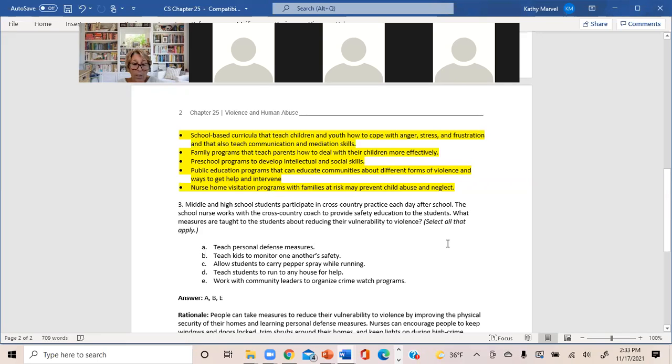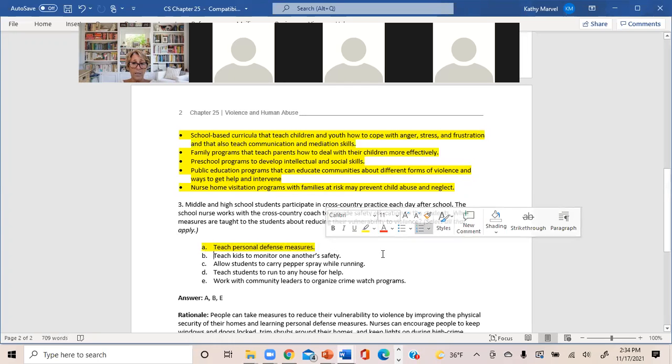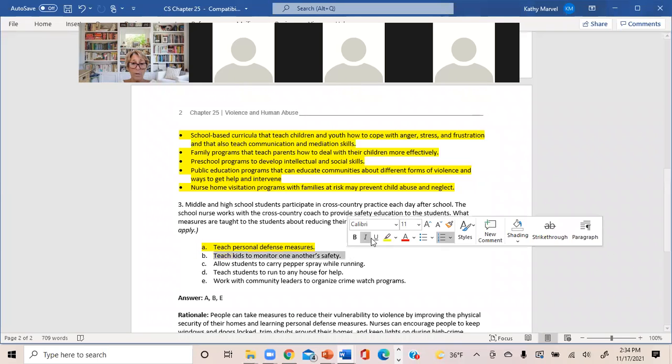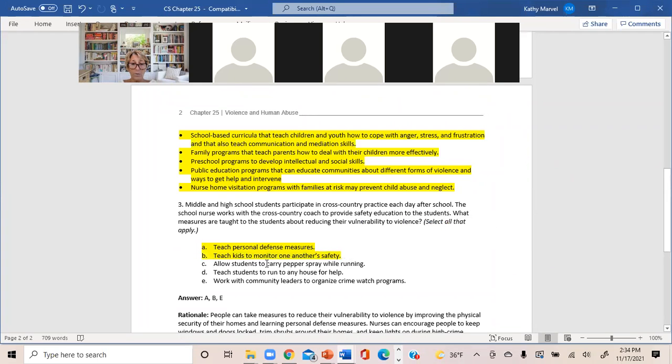Okay, the next question. Middle and high school students participate in cross-country practice each day after school. A school nurse works with the cross-country coach to provide safety education to the students. What measures of safety education are taught to the students about reducing their vulnerability to violence? Select all that apply. Well, teaching personal defense measures, that sounds pretty appropriate. Teaching kids to monitor one another's safety, that seems appropriate. Should we allow students to carry pepper spray while they're running?